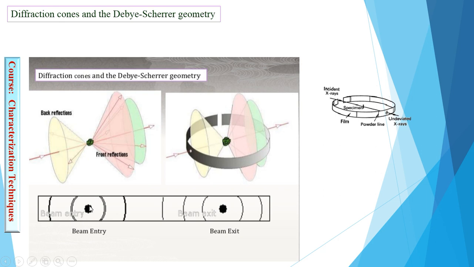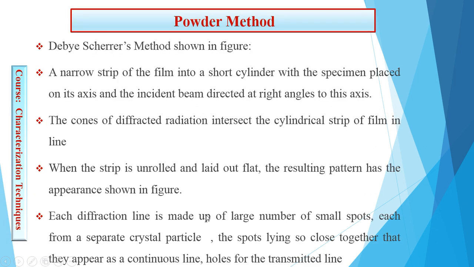This is the beam entering hole, and this is the beam leaving or exit hole, and here we can see the diffracted beams, which are a little bit rounded. Each particle from this powder sample gives a diffraction dot, a single dot, and these diffractions are so close to each other that they form a continuous line. So here we can study this phenomenon in detail.